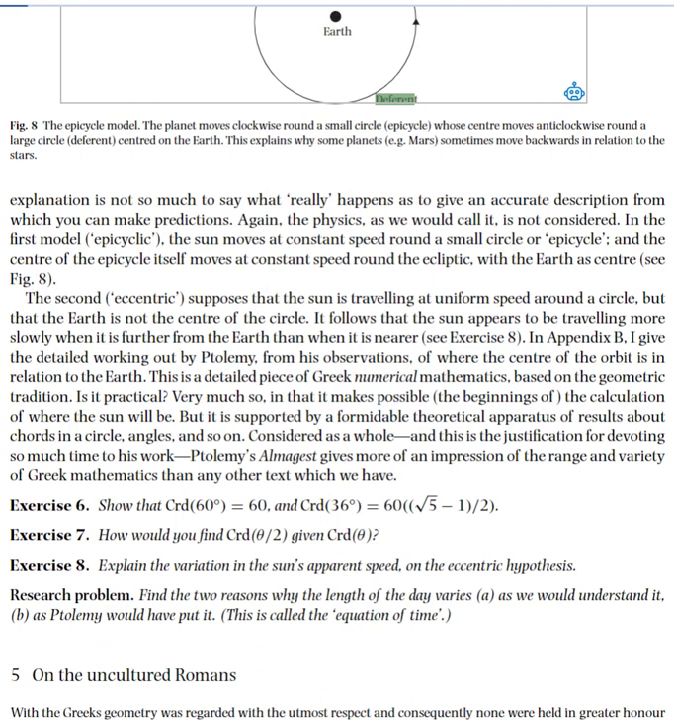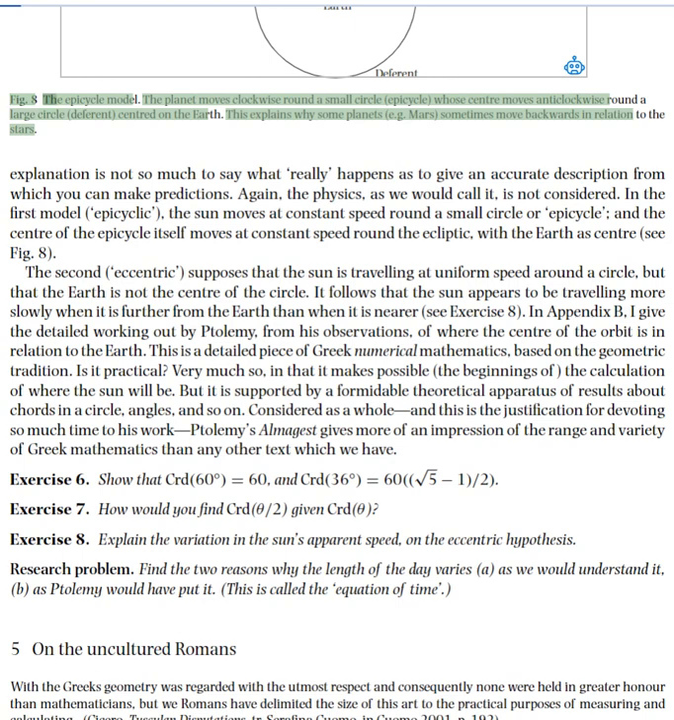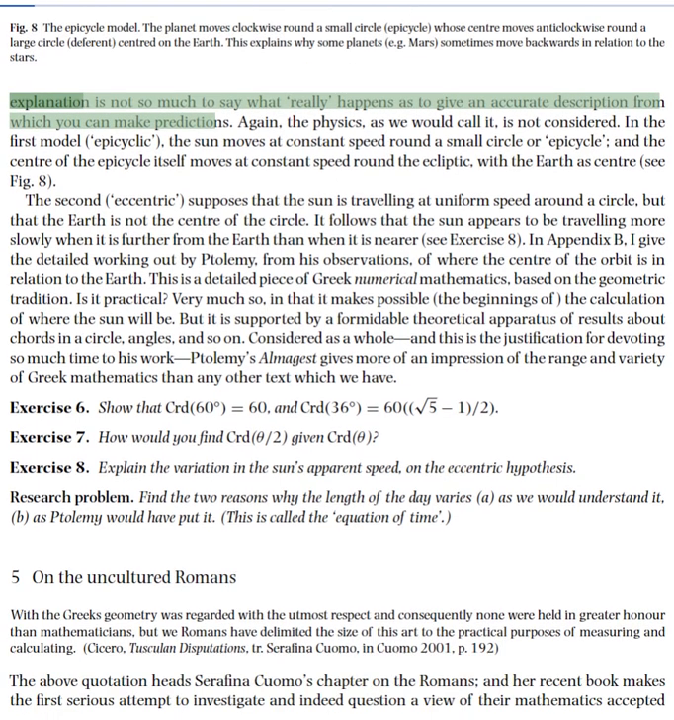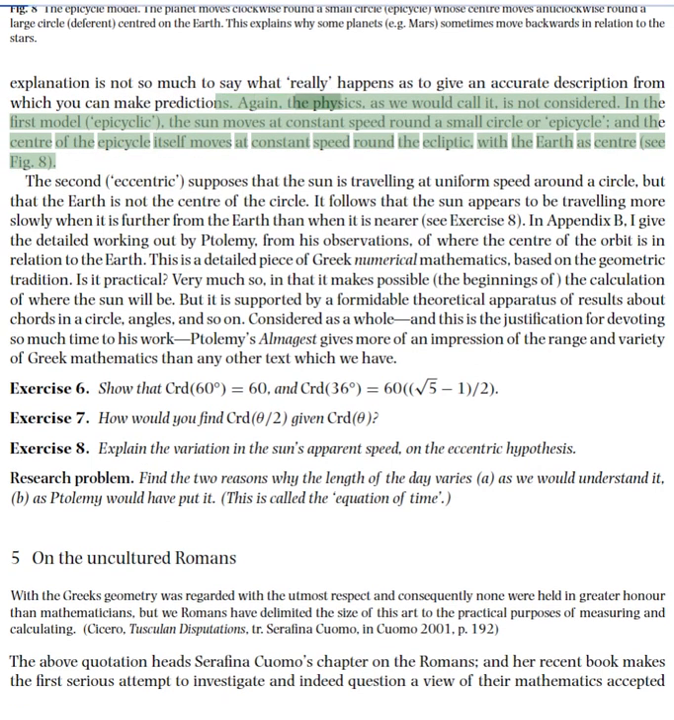Deferent. Figure 8. The epicycle model. The planet moves clockwise round a small circle whose center moves anti-clockwise round a large circle centered on the Earth. This explains why some planets sometimes move backwards in relation to the stars. Explanation is not so much to say what really happens as to give an accurate description from which you can make predictions. Again, the physics, as we would call it, is not considered.